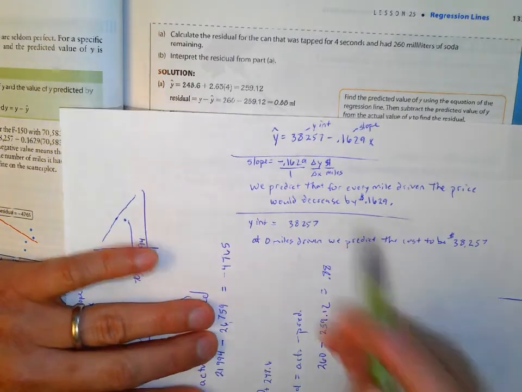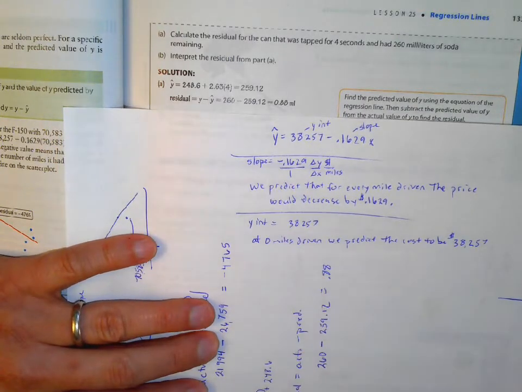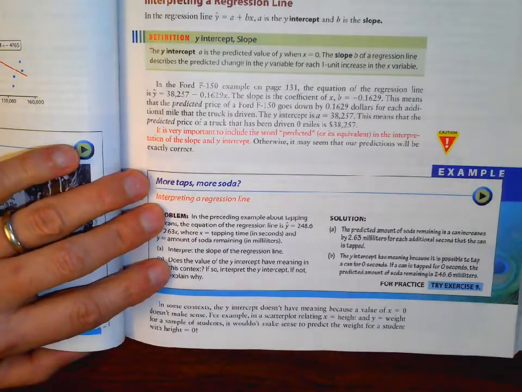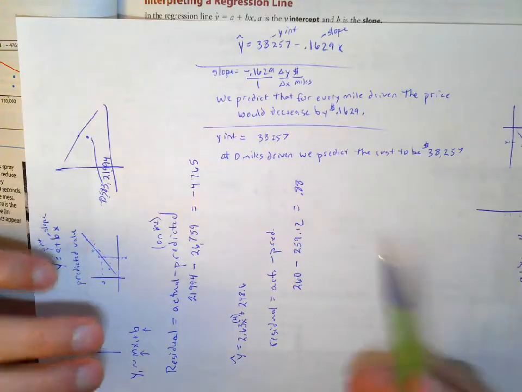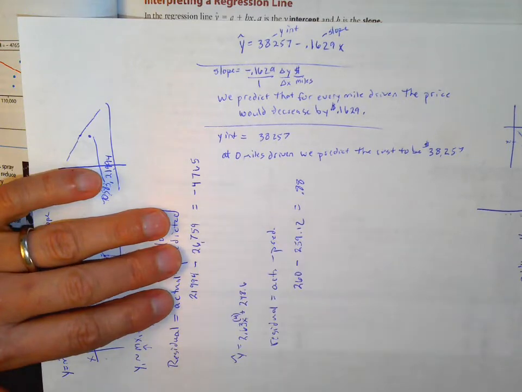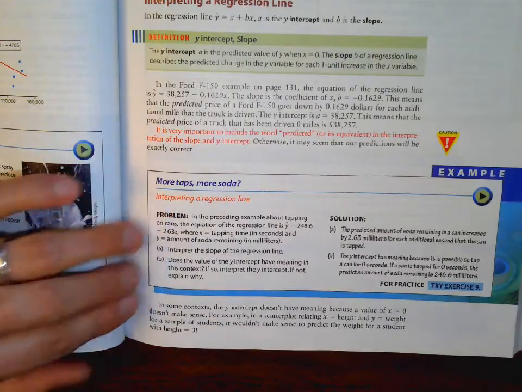Okay, so that's an interpretation for the slope and an interpretation for the y-intercept. A lot of times, and it depends on the problem, this y-intercept will make no sense when x is 0, but in this case it makes a little bit of sense.